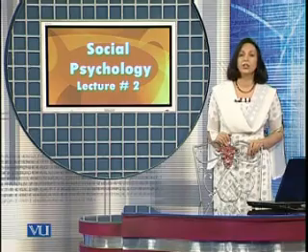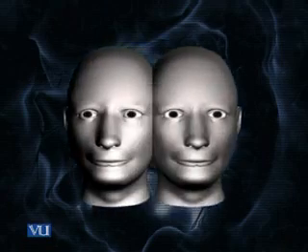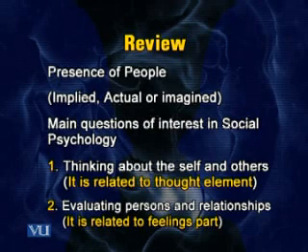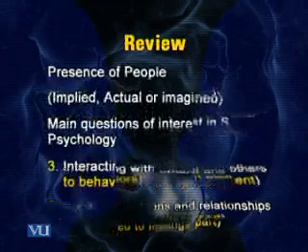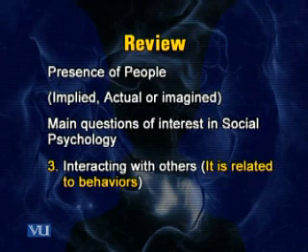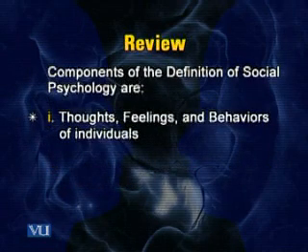After discussing that definition, we talked about 3 questions of interest in this discipline. And these 3 questions of interest were evaluating our relationships with people, evaluating ourselves also was one factor of that. Another question of interest was that how we relate to other people. And the third question was how we interact with other people. We finally related these 3 questions of interest to the 3 components of that definition that I described before. And these 3 components are feeling, thought, and behavior of individual.